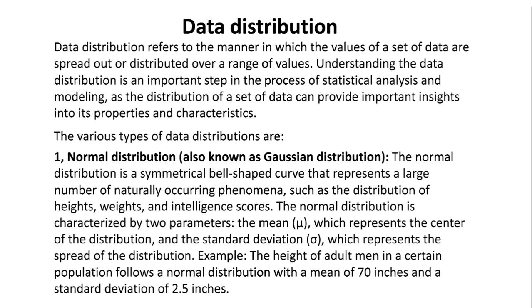Example: the height of adult men in a certain population follows a normal distribution with a mean of 70 inches and a standard deviation of 2.5 inches.